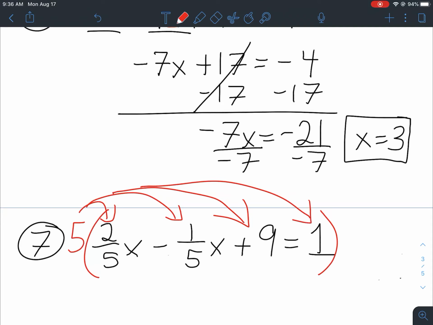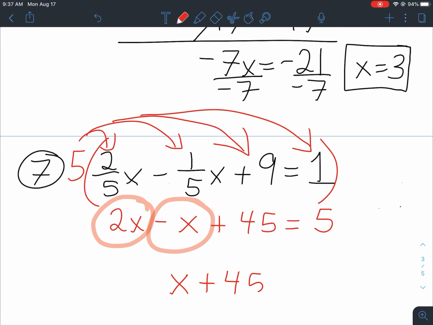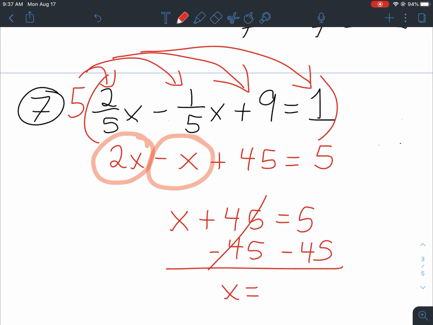So 5 times 2/5, the 5's cancel, so we're just left with 2x. 5 times negative 1/5, we're just left with negative 1x. 5 times 9 is 45. And 5 times 1 is 5. Now our problem looks just like the last one. We have to make sure we combine our like terms here. 2x minus 1x is just 1x. And how do you get rid of adding 45? Subtract 45. So our final answer here is negative 40.